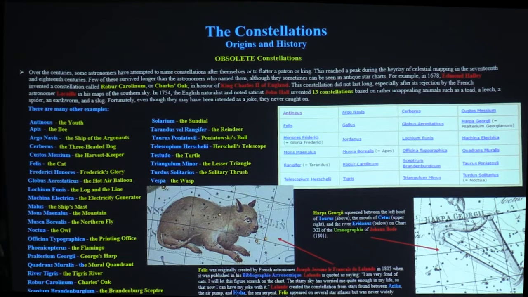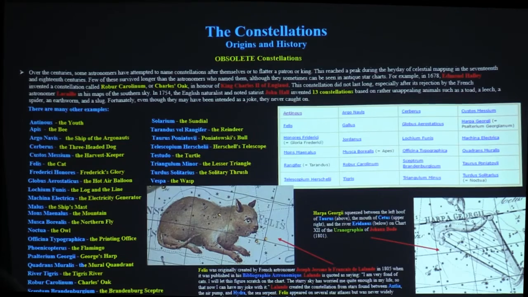But of course, he created the constellation from stars of Antlia and Hydra and all those, but eventually it didn't win favour. But look at all these constellations that didn't get anywhere. Some of them, we'll read about a chap in a moment who invented some horrible ones. The English noted satirist John Hall invented 13 constellations based on rather unappealing animals such as a toad, a leech, a spider, an earthworm, and a slug. Unfortunately, they never caught on. But there's so many of them that didn't make it.